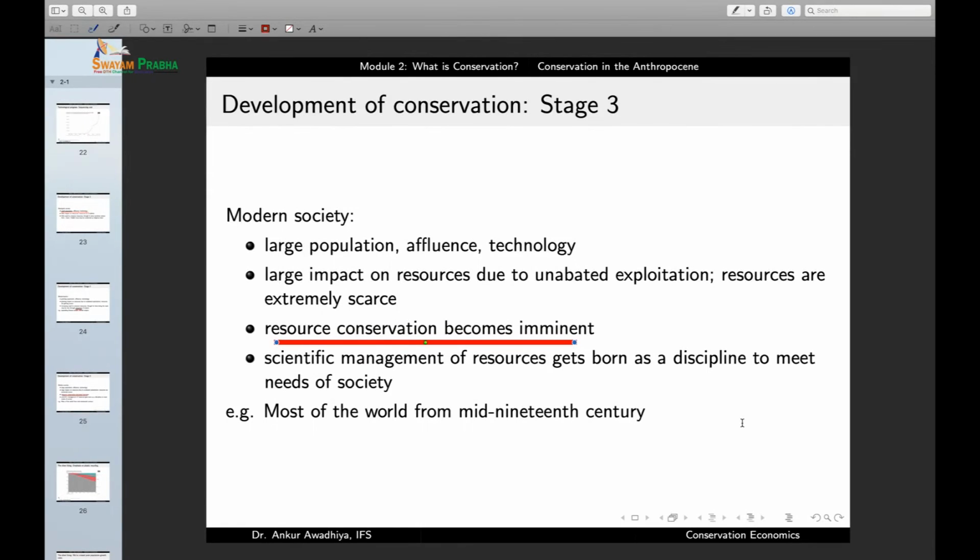But to make use of these resources in a sustainable manner, we not only require this feeling or devotion to conservation, but we also require means to perform these operations. So we need not just a willingness, but also the technology and the economic inputs that will make this possible. Most of the world from the mid 19th century is now in this stage, and so conservation has become a very important part of life these days.